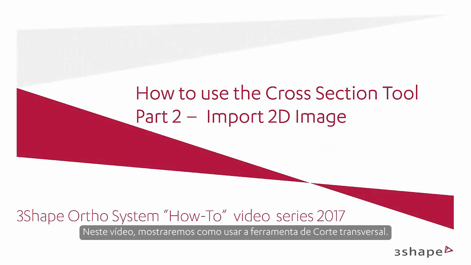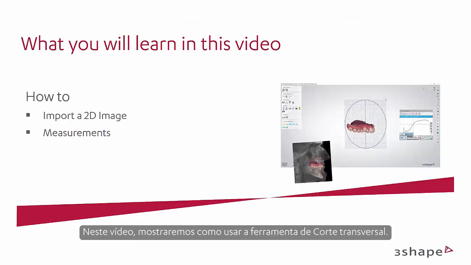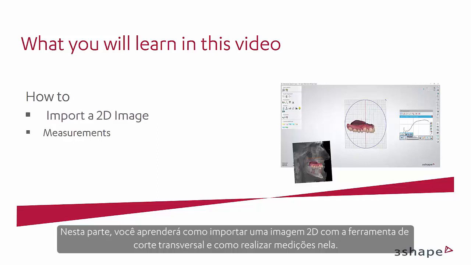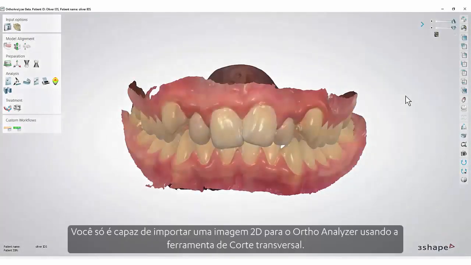In this video we will show you how to use the cross-section tool. In this part you will learn how to import a 2D image with the cross-section tool and how to perform measurements on it. You are only able to import a 2D image into Ortho Analyzer by using the cross-section tool.